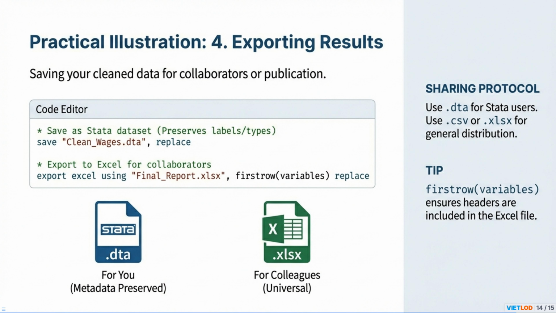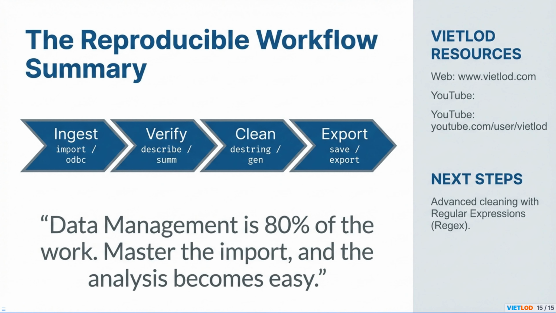Second, for collaborating with colleagues who may use different software like R, Python, or even just Excel, exporting to a universal format like Excel's .xlsx is best. The command for this is export excel. The sharing protocol on the right emphasizes this. Use .dta for Stata users and .csv or .xlsx for general distribution. When exporting to Excel, a critical option is firstrow(variables). As highlighted in the tip, this option ensures that your Stata variable names are correctly written as the column headers in the first row of your Excel spreadsheet, making the file immediately usable for others without manual renaming.